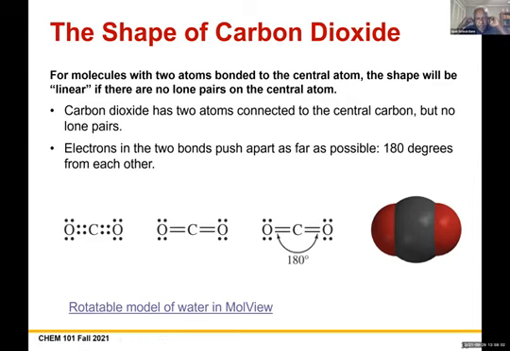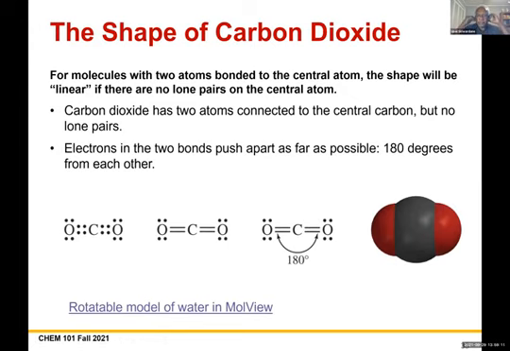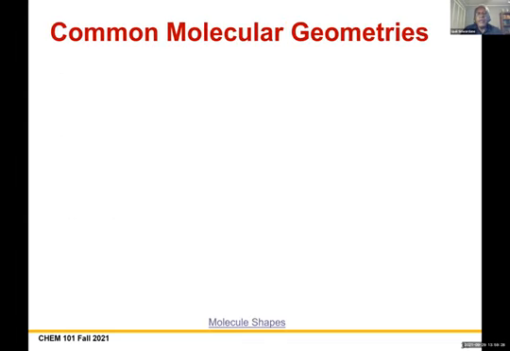When two things are distributed in space around the carbon atom, it forms a linear shape. The shape of the carbon dioxide molecule is linear. The angles between the carbon and oxygen bonds are 180. So we have different shapes and different angles based on the valence shell electron pair repulsion theory. We're going to summarize these molecular geometries.